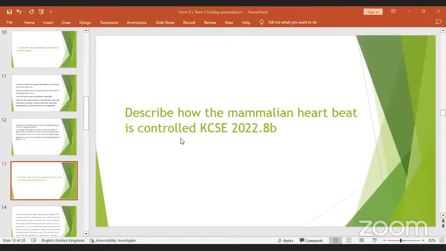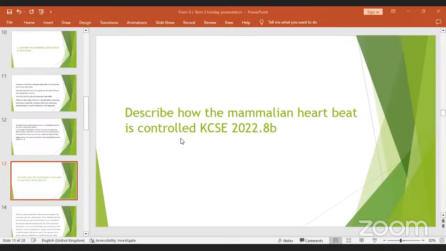One of the greatest issues there was that most students thought they would just present how the vagus and sympathetic nerves control the rate of heartbeat. But we're not talking about the rate of heartbeat here. We're talking about heartbeat as a whole. This is the same question as describing heartbeat. So whatever answer was needed here was for the student to explain the heartbeat. How does the heart beat?